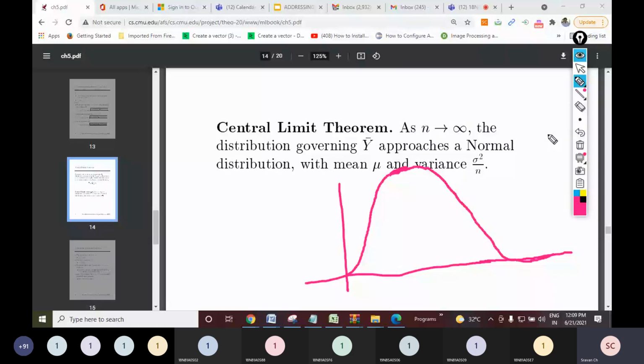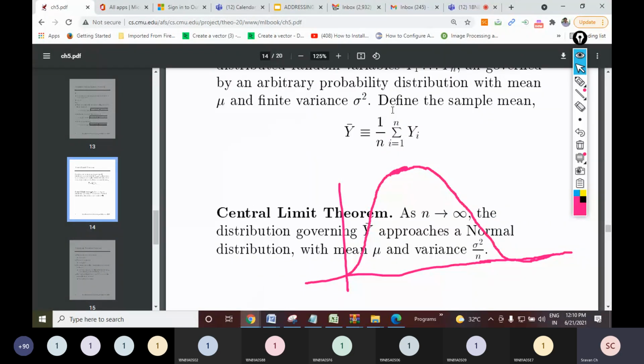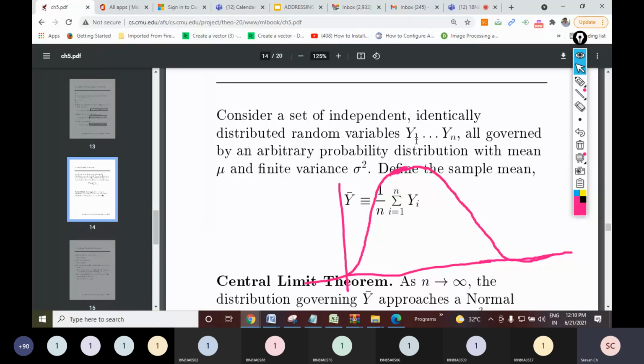So this is what the central limit theorem is, right? As the n value approaches infinity, the distribution governing y dash. What is y dash? Y dash is the sum of 1 by n, i equal to 1 to n, of y i. What is y i? It is my first parameter, second parameter, like that.